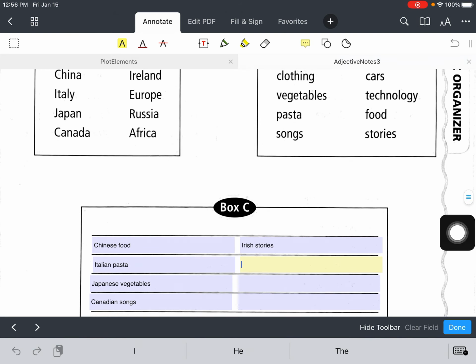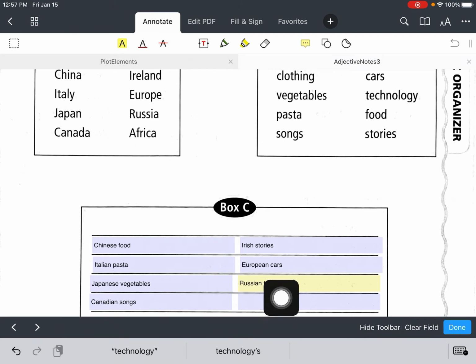Europe is European. So European clothing. Actually, I'm going to say European cars. The next one is Russia. So Russia becomes Russian. So Russian technology. So Russian describes the technology.